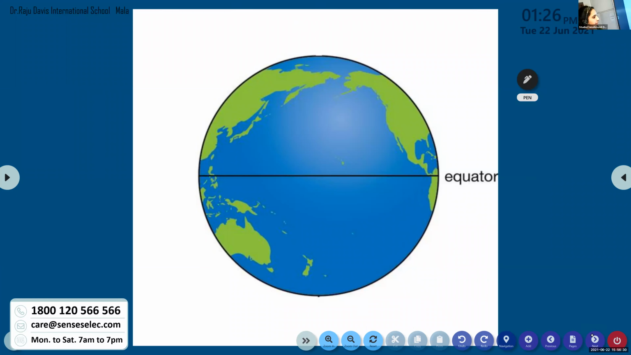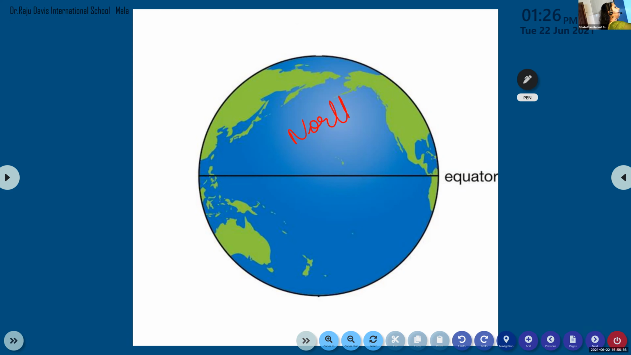Okay. So what is the equator, children? The imaginary line drawn around the middle of a globe and divides it into two equal parts or hemispheres. Okay. The north of the equator is the northern hemisphere. Is it clear? Then tell me the south of the equator. Southern hemisphere.